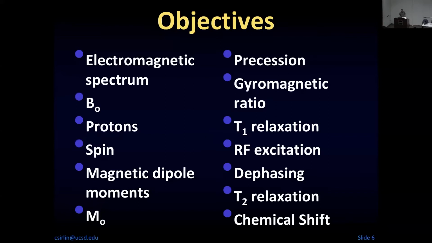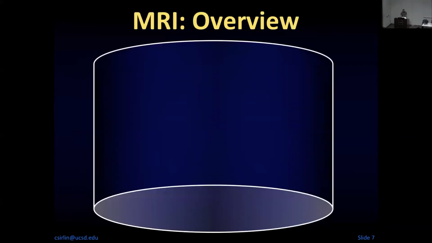In order to make use of T1 and T2 relaxation to create MR images, we will talk a little bit about radio frequency excitation. In addition, we'll talk a little bit about loss of coherence or dephasing, and we'll end with something called chemical shift. So a lot to talk about in this first lecture. Let's start with the electromagnetic spectrum.